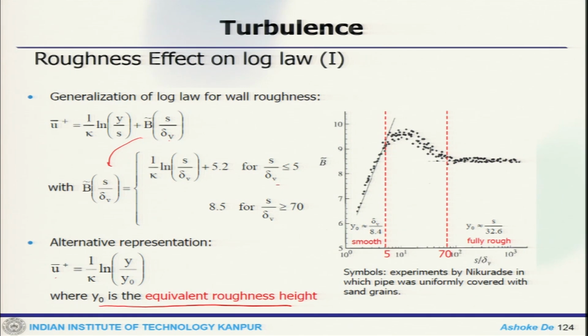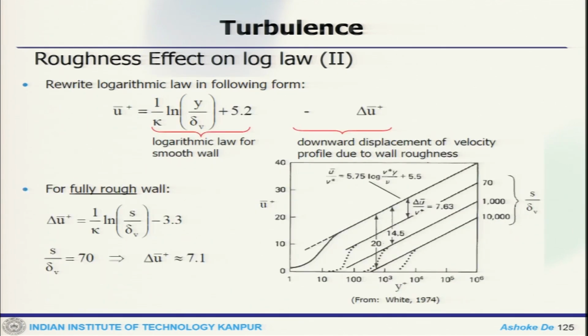Now, one can interestingly look at B tilde versus s by delta_v and that variation. There is a nice database of experimental data one can see. This is the smooth wall, s by delta_v up to 5, and this is fully rough beyond 70, and in between it goes through. So, this is from smooth to rough, and in between there is a slightly mixed zone, or mixed situation, one can expect.